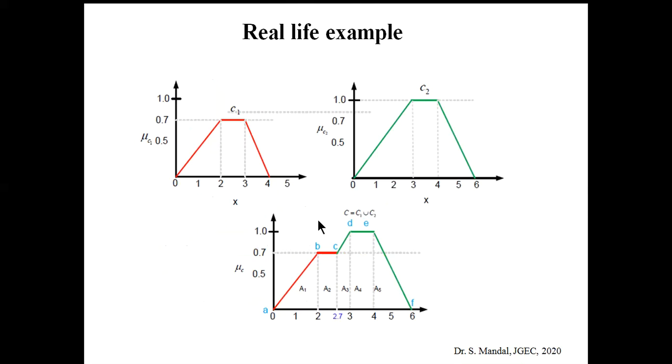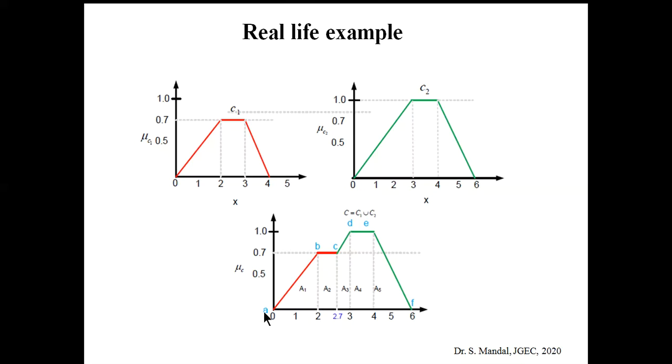Now, whenever we want to apply the COG process to this kind of membership graph or fuzzified output graph, we need to divide it into different areas. Here you can see that for this graph we have divided it into 5 areas, like A1, A2, A3, A4, and A5.